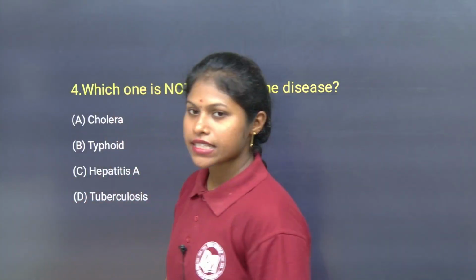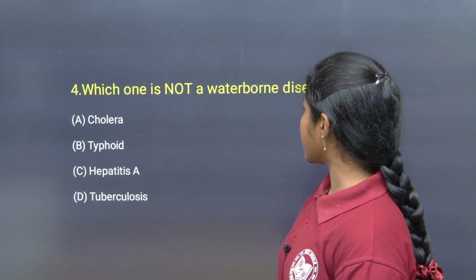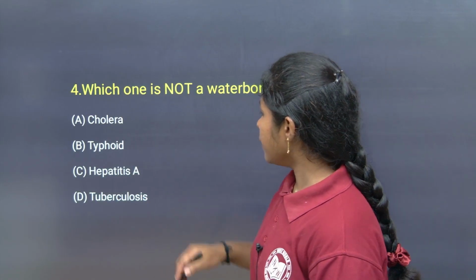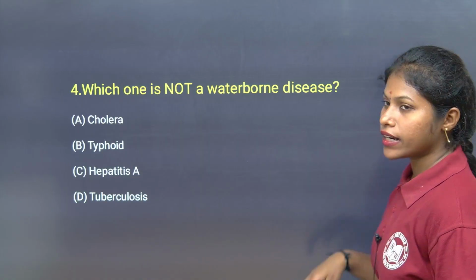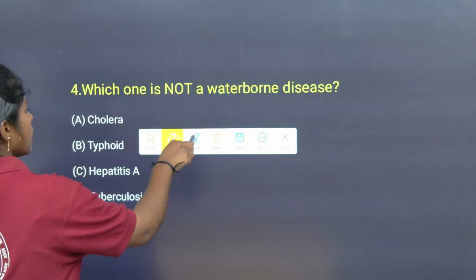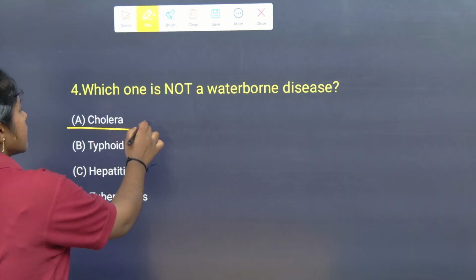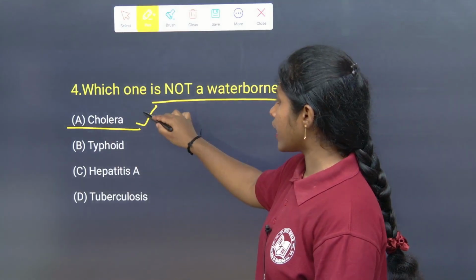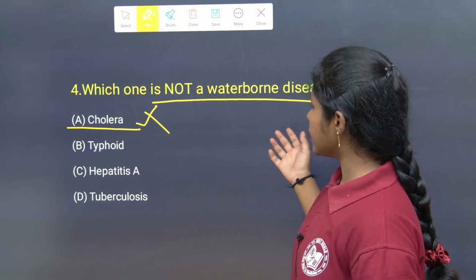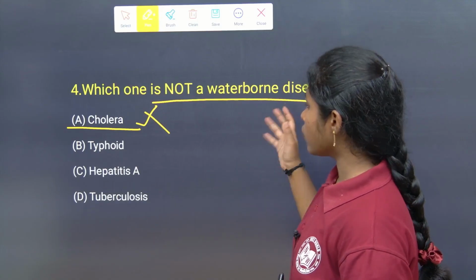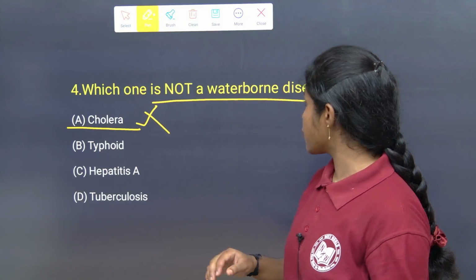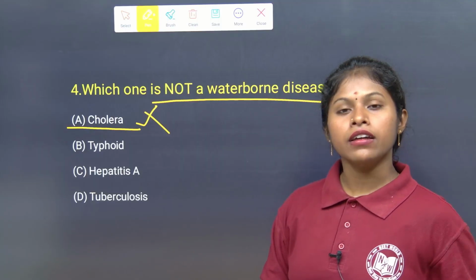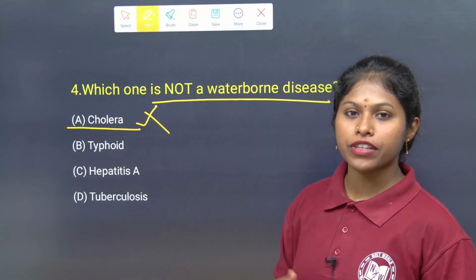Coming to the next question, here they are asking which one is not a waterborne disease. Cholera is transmitted through contaminated food and water, so it is a waterborne disease and is not to be considered for the given question. By contamination of water only it will travel. In the given scenario, the people around there are affected because of the contaminated water.